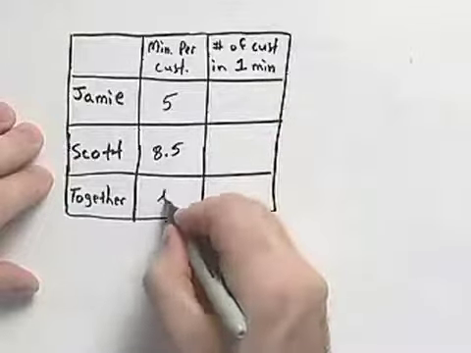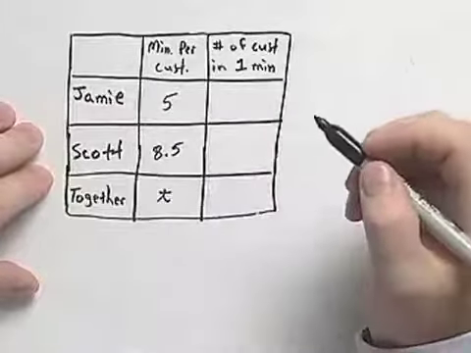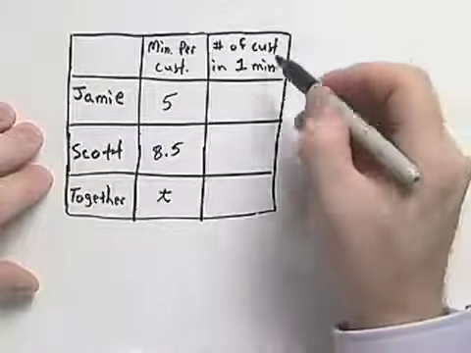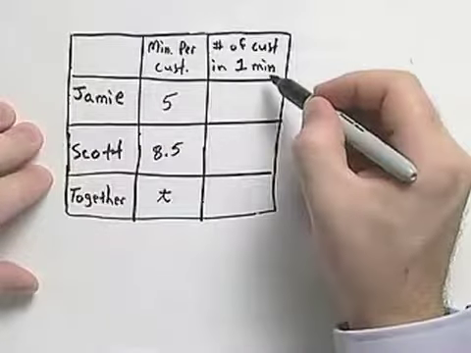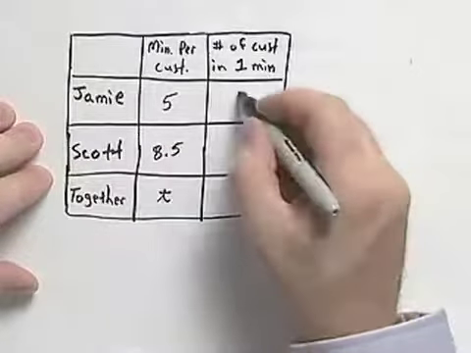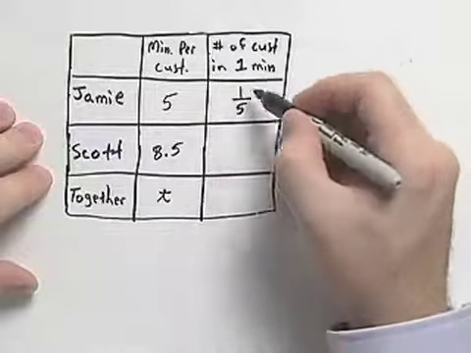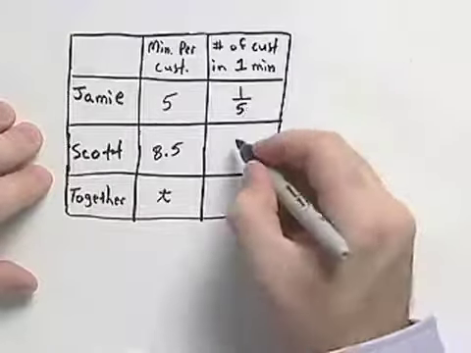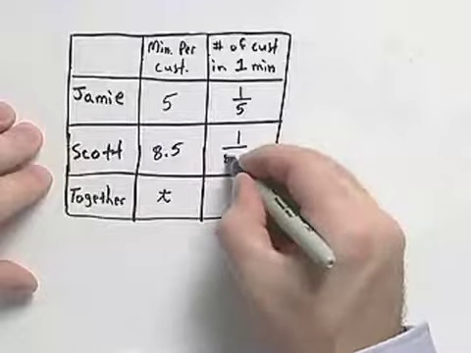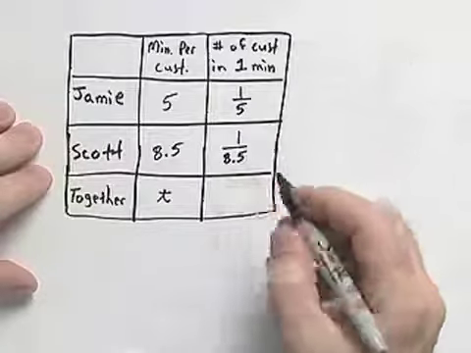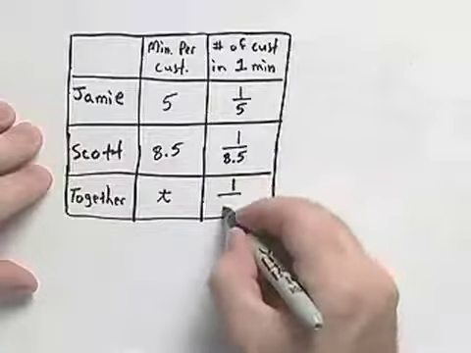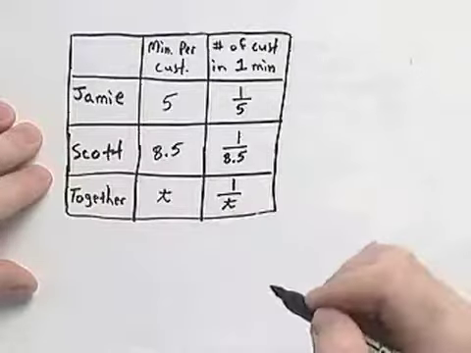So we're just going to call that T. So T would be the time together that it takes for them for one customer. The number of customers that they can service in 1 minute then, Jamie would be 1 over 5, because she can do one customer in 5 minutes. Scott can do one customer in 8.5 minutes. And then together they would do one customer over T minutes.